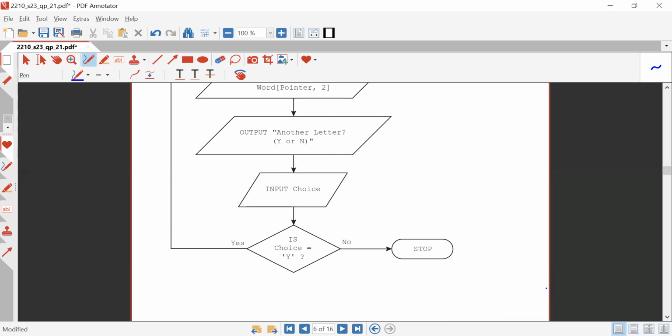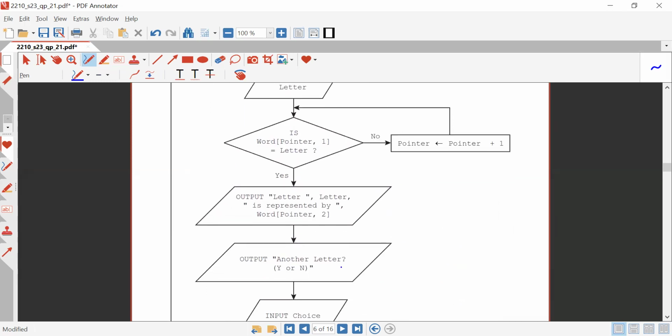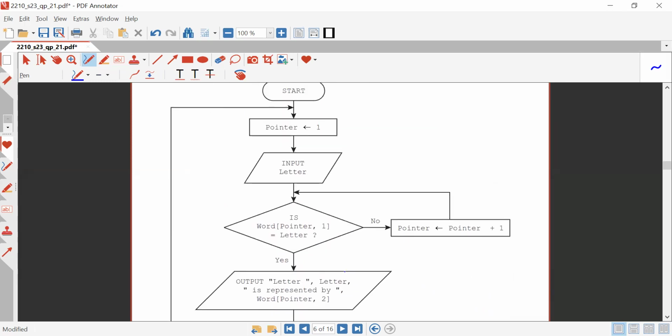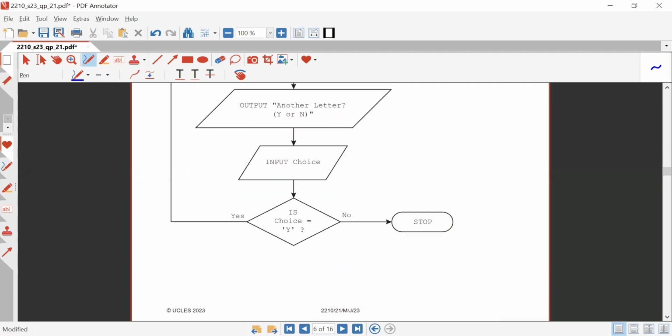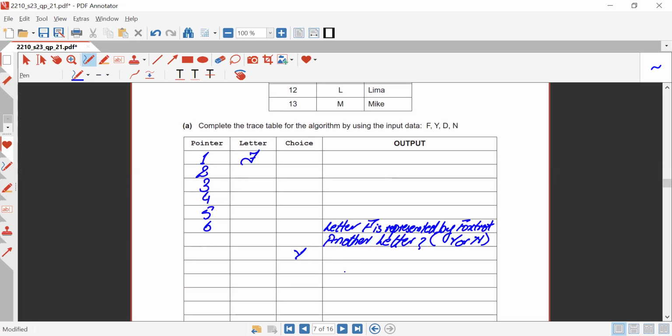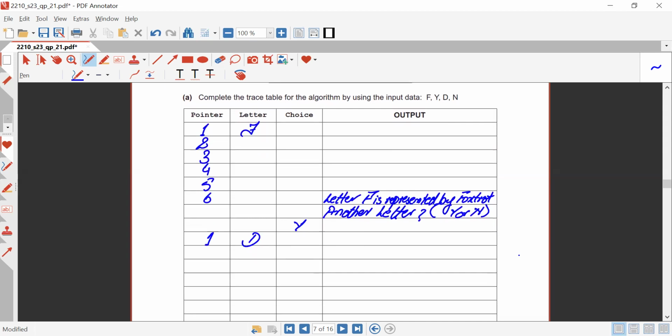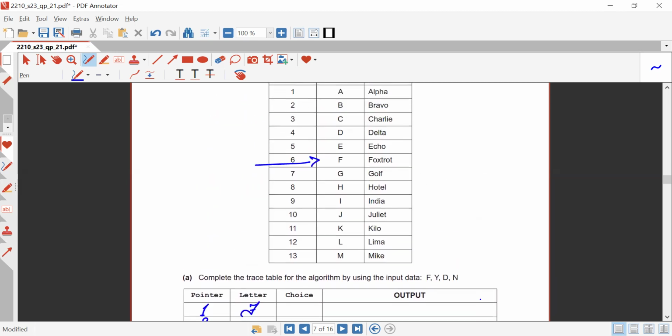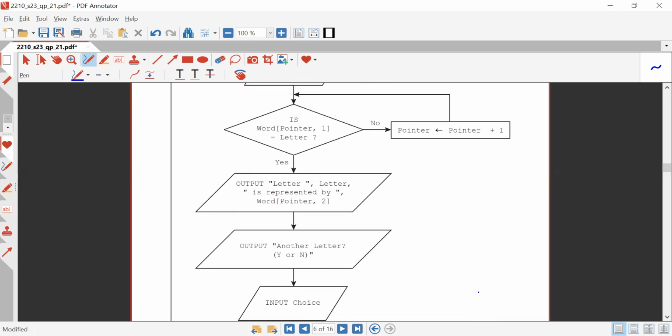Okay. So is choice equal to Y? Yes, it is. Now they are saying pointer will be again given the value 1, and then they are saying input the letter. The pointer will be again given the value 1, and this time the value is D. So the increment in the pointer will be till D: 2, 3, and 4. At 4 it will match.